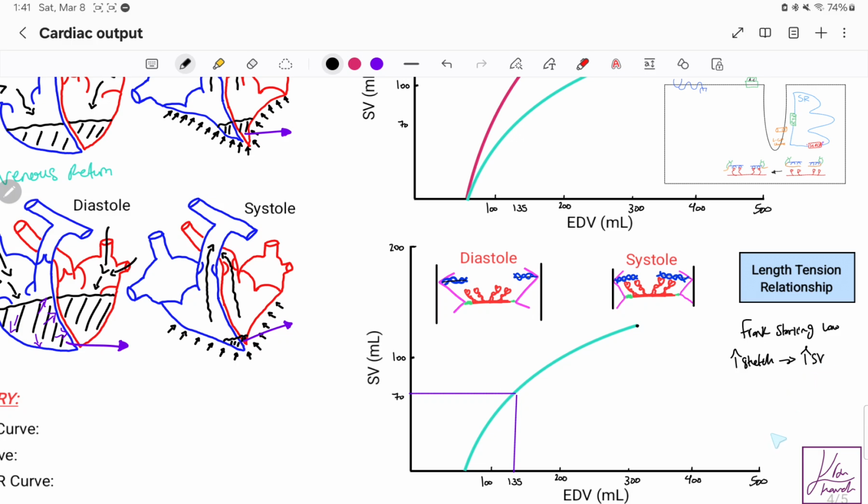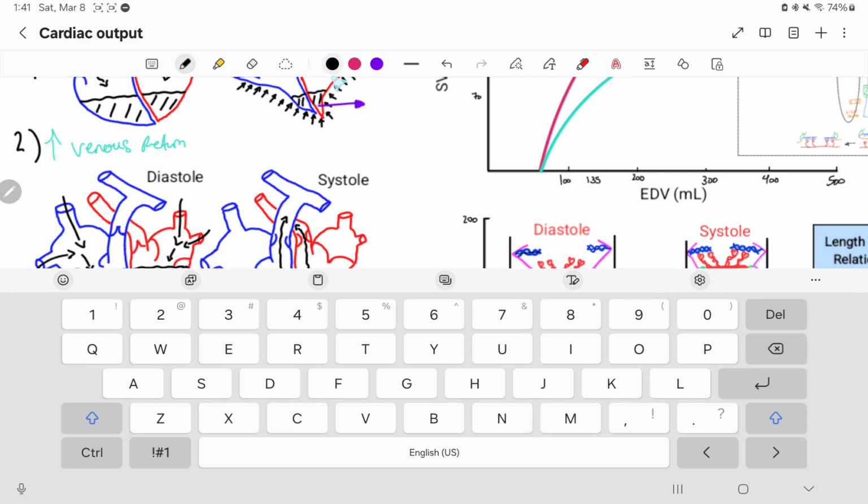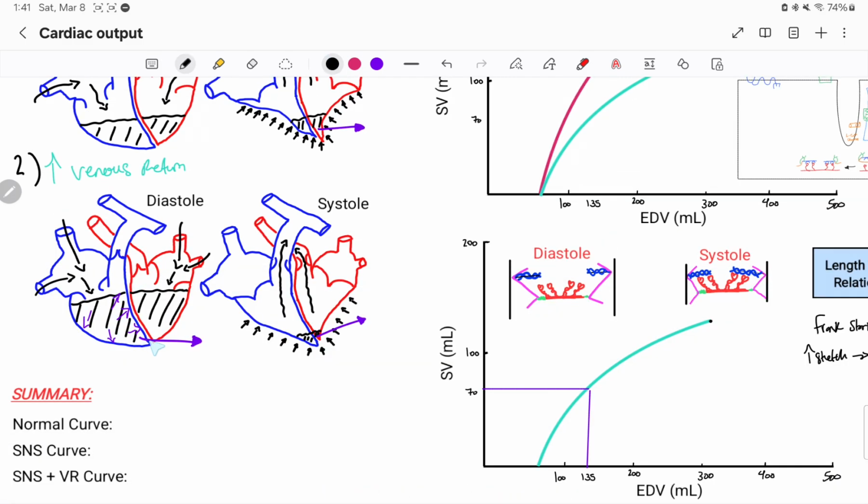And how do I prove this to you? Well, if I have a higher venous return, what's going to happen to my end diastolic volume, which is right here? What do you think is going to happen to my end diastolic volume if my venous return is high? Well, obviously it'll be high, right? Because remember, end diastolic volume is just the amount of blood inside the ventricle at the end of diastole. And if I fill the ventricle up more in the diastolic phase due to a high venous return, then my EDV is going to be high.